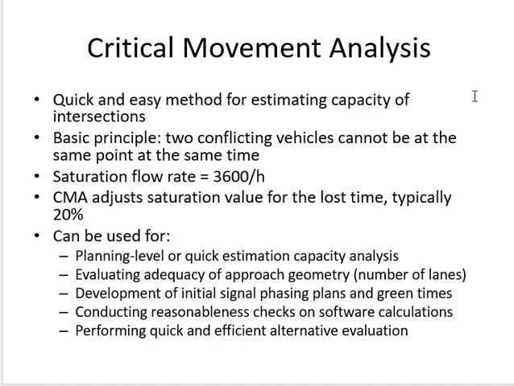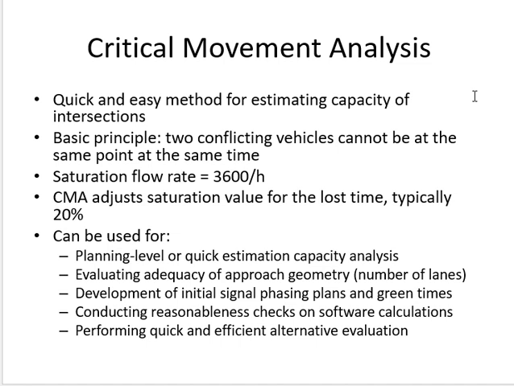Where can we use this critical movement analysis? We can use it at the planning level. Planning level is done for something which will happen years in the future, after 20 years, 30 years. For 20, 30 years, you cannot get the exact data, so this can help you. You are trying to see a different number of lanes. What if I give 2 lanes for left turning? What will happen if I give 3 lanes for straight?